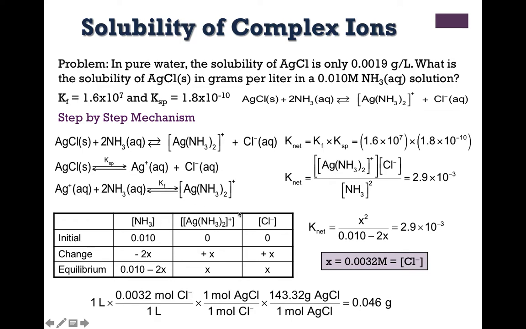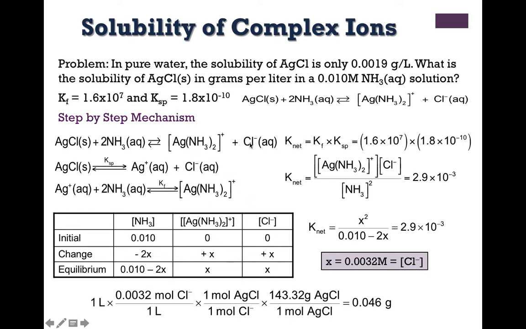So we've got kind of three concentrations that we are forming. We've got our silver ammonia complex, our chloride ion concentration, and our ammonia concentration. We know initially we've got 0.01 molar ammonia. We don't have any of that complex formation yet, and we don't have any of that chloride forming.